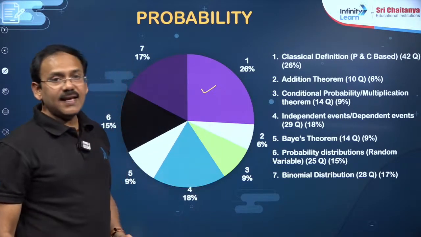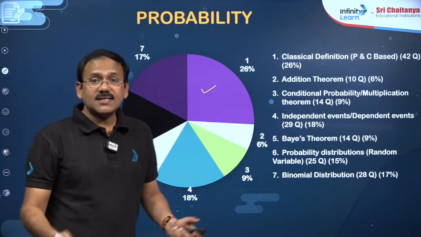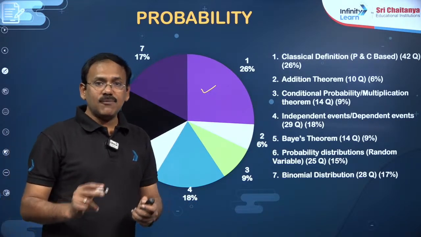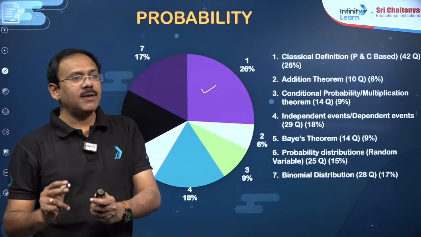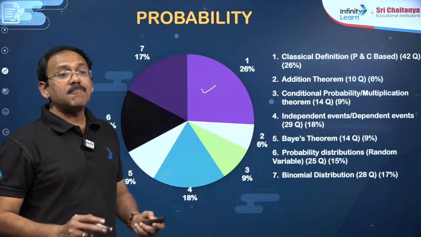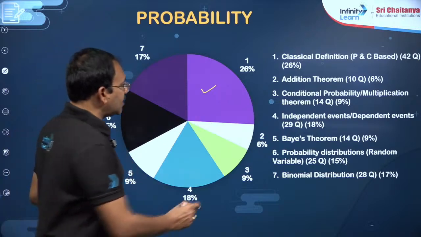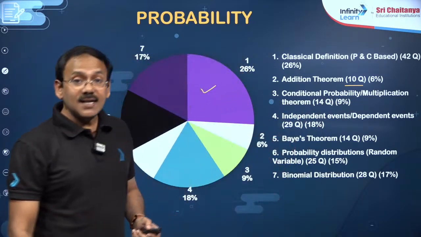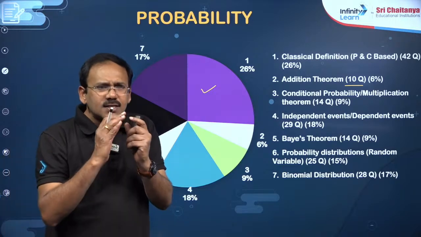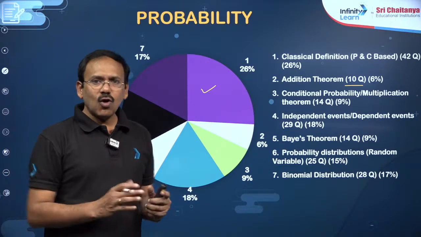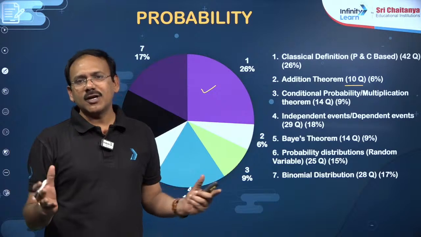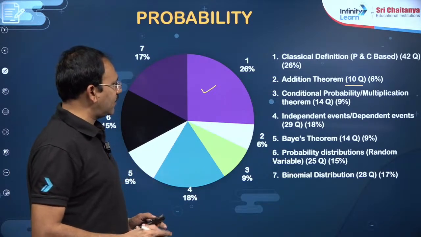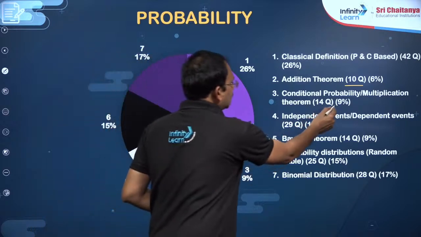Whereas secondly, addition theorem is like in sets, n of A union B, here it is the P of A union B formula, P of A plus P of B minus P of A intersection B, and P of A union B union C. Relevant problems, you got 10 questions, that is 6%. Then conditional probability, which is a very simple synopsis kind of thing. You don't require much theory for conditional probability. Simple algebra is sufficient to attempt these questions, my dear friends. There are 14 questions from this, my dear friends.